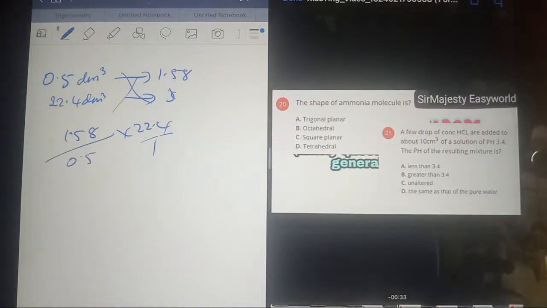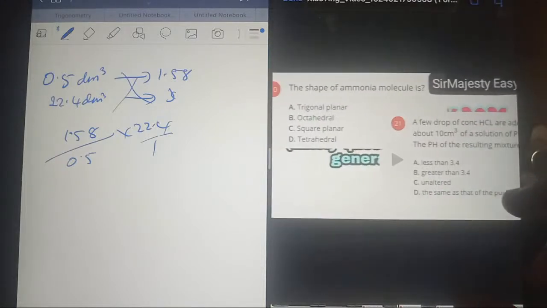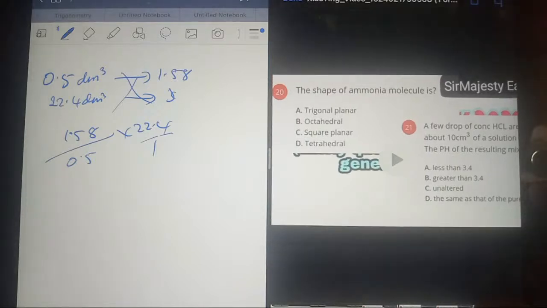Here it says the shape of the ammonia molecule. If you have watched my stream 1, this question appeared there. According to this option, you just take trigonal planar, but it should actually be trigonal pyramidal. I've explained the reasons in past streams. So question number 21, but according to this, take trigonal. So the ammonia molecule is trigonal, and that's the only option.